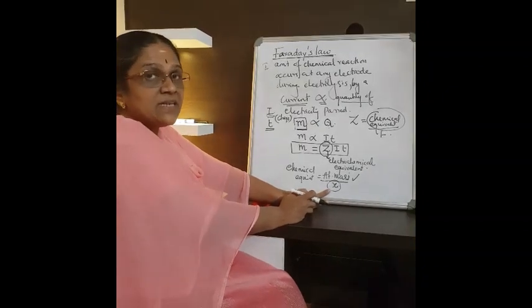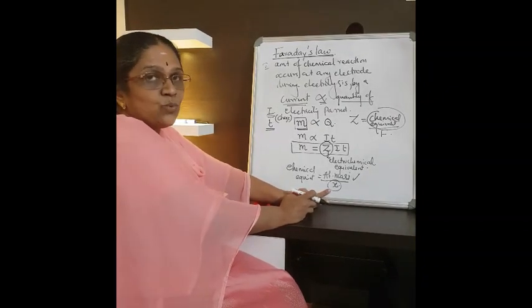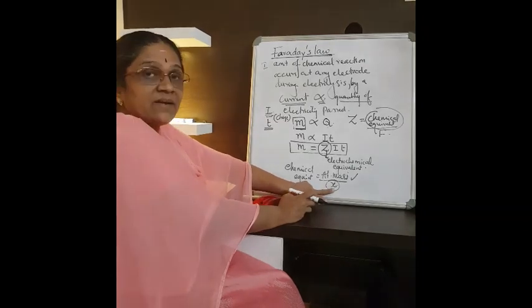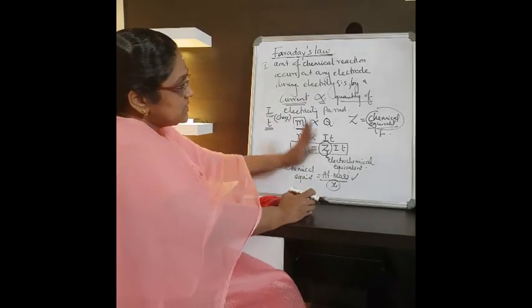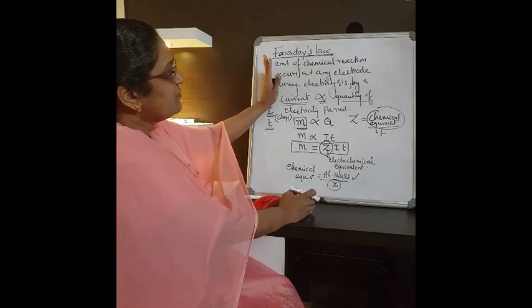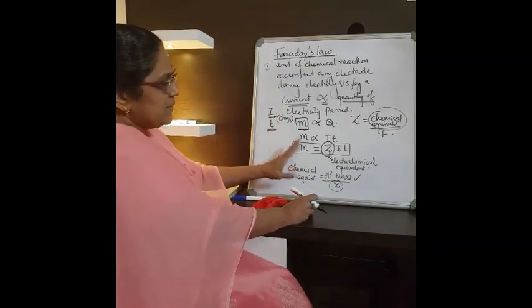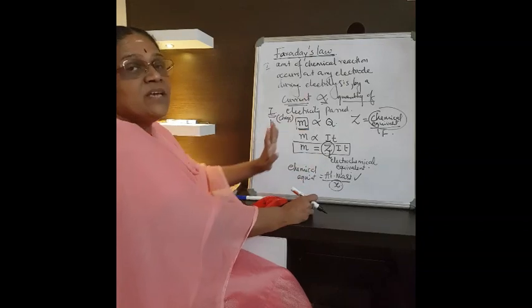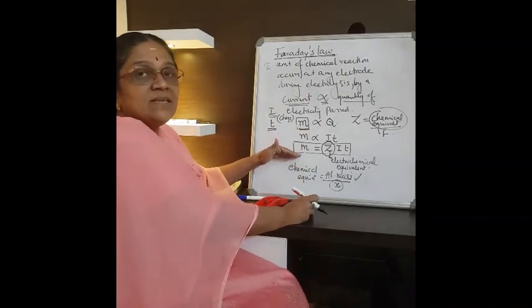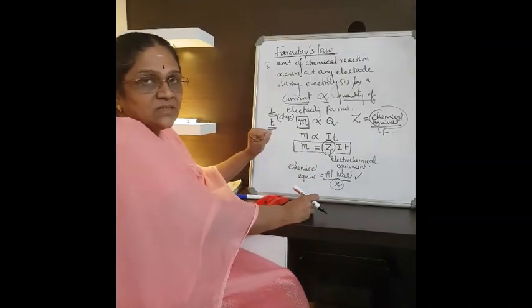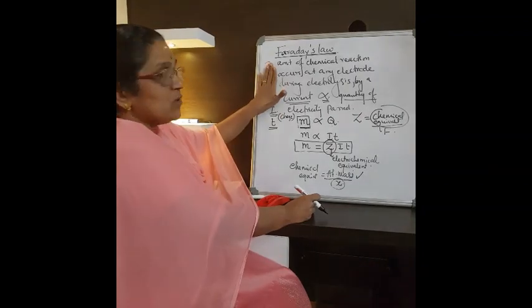For example, Daniel cell, what is the number of electrons? 2, isn't it? So, for X, you can write 2. Okay. So, this is all about what? This is all about the first law. Very simple. You just have to study the law, then the equation, and then the application. How you apply this in this oxidation reduction reaction. That's all. Okay. Now, this is the first law. Is it clear?